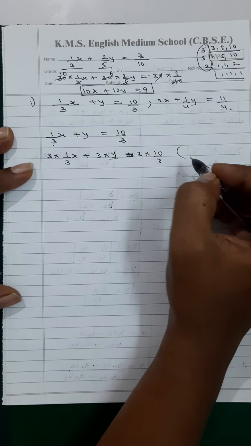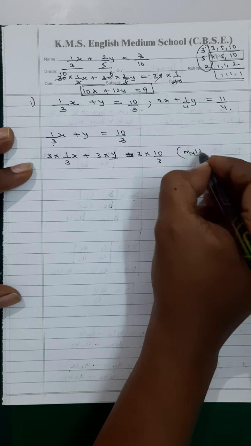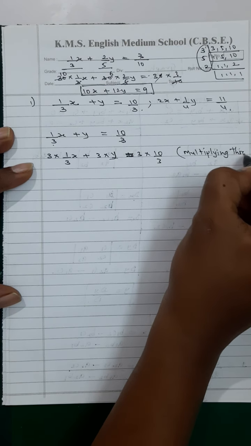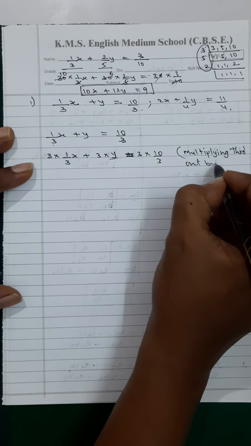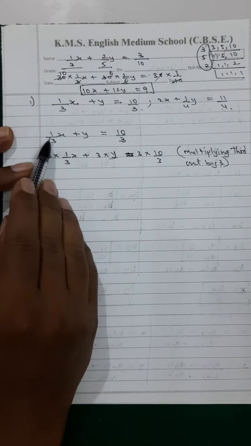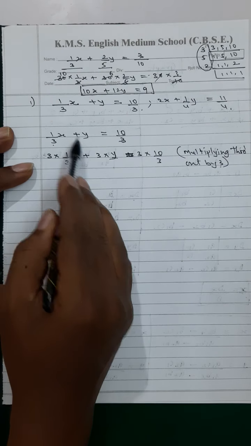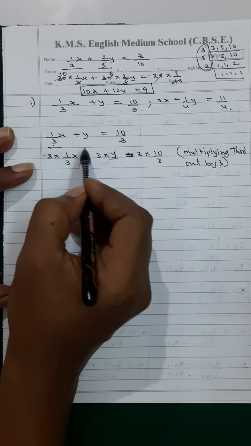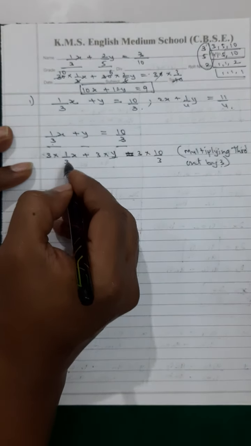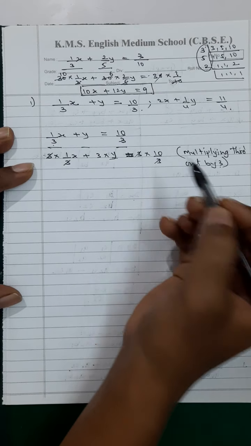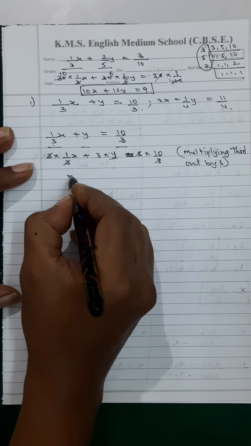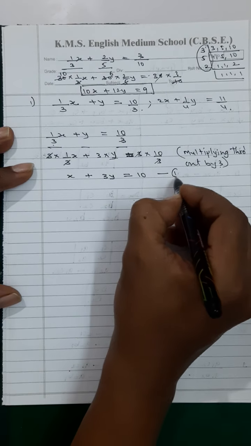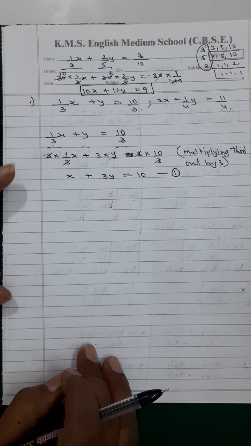Here you have to write multiplying throughout by 3. So I multiplied by 3: 1 upon 3x into 3 plus y into 3 is equal to 3 into 10 upon 3. Are you getting it? Multiply each term by 3. So what will happen? This will get cancelled, this also will get cancelled. So you will get x plus 3y is equal to 10. This will be your first equation. So your denominators are all gone.